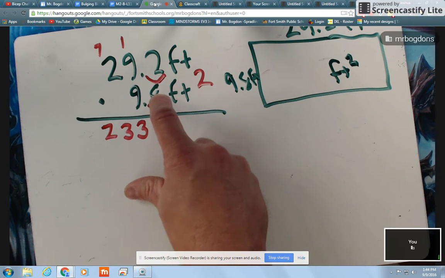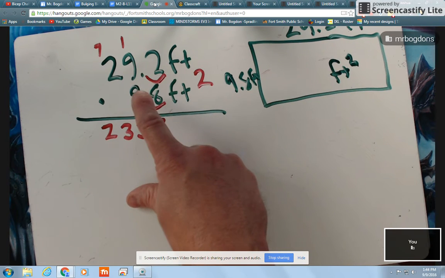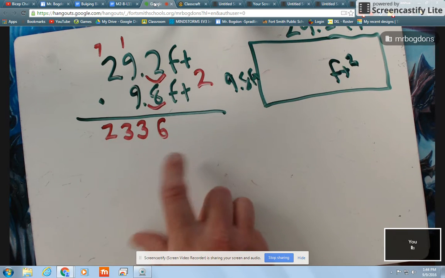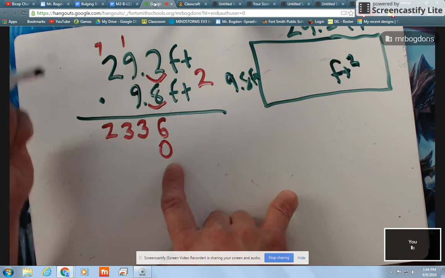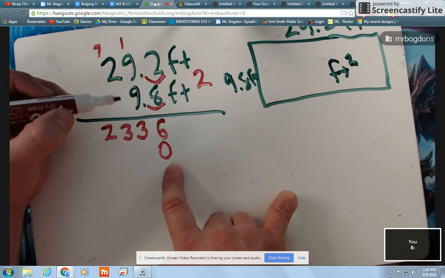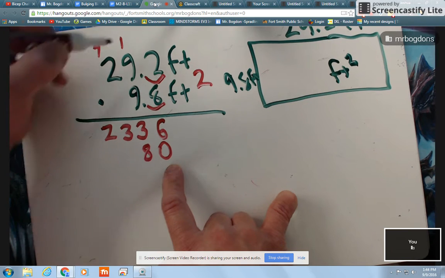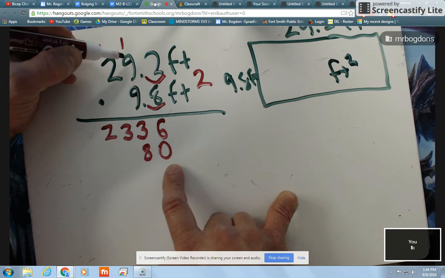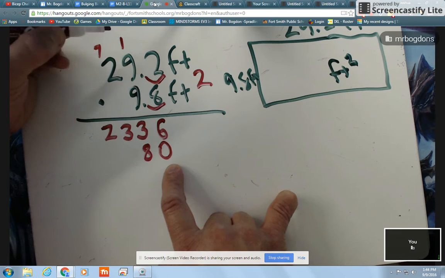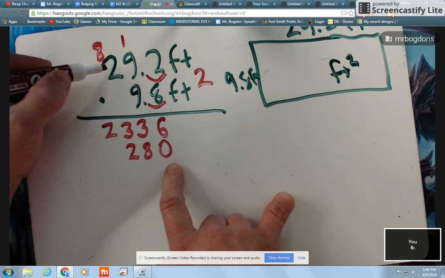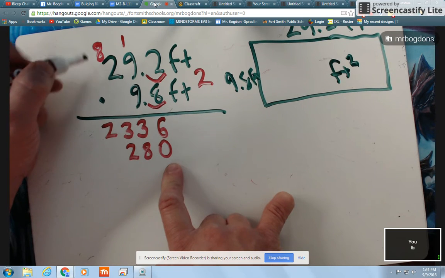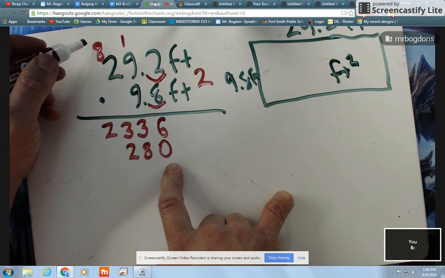Okay, so that was my ones place, my pretend ones place. Now I'm 10 times larger, so I need to add a zero, because 10 has how many zeros? Just 1. 9 times 2 is 18. Regroup my 1. 9 times 9 is 81, plus 1 is 82. Regroup my 8. 9 times 2 is 18, plus 8 is 26.